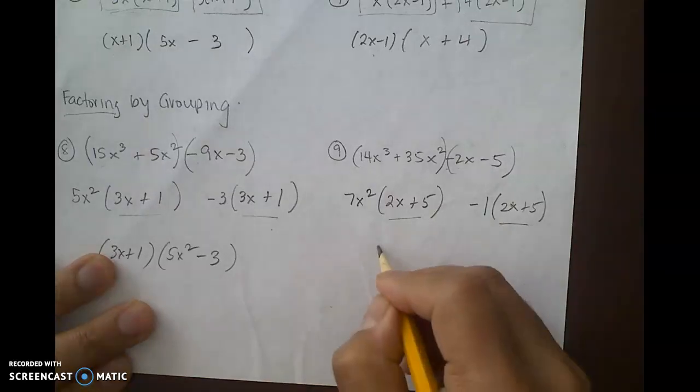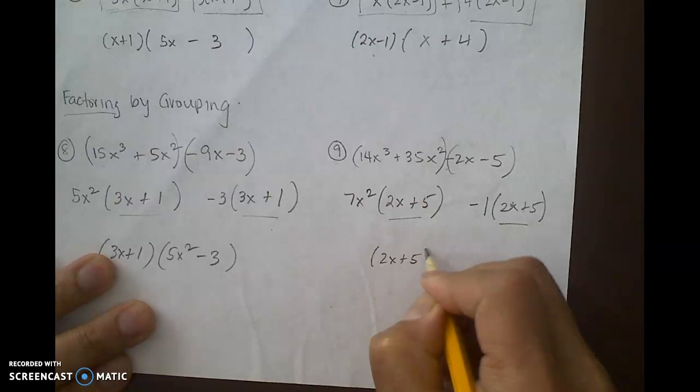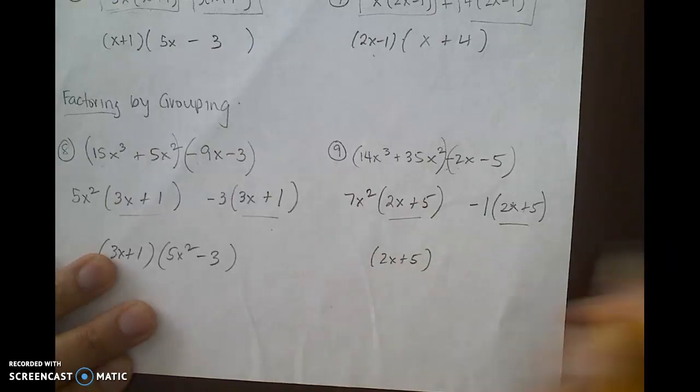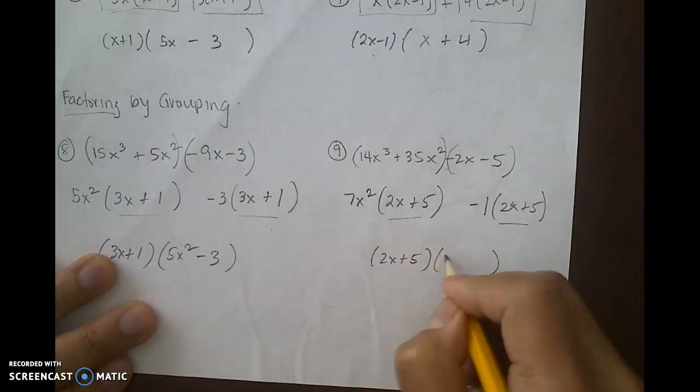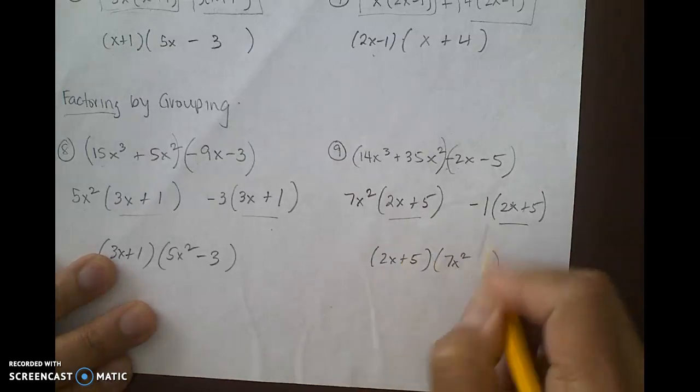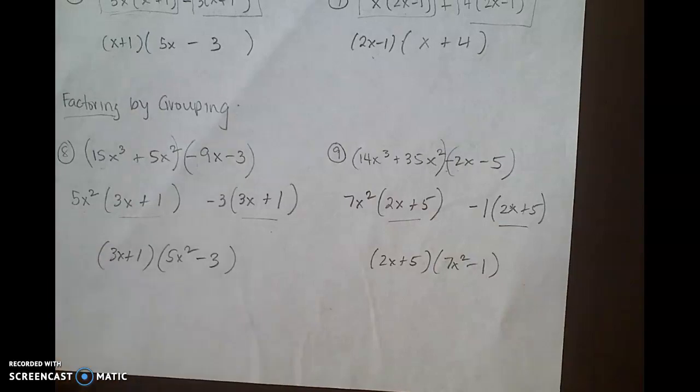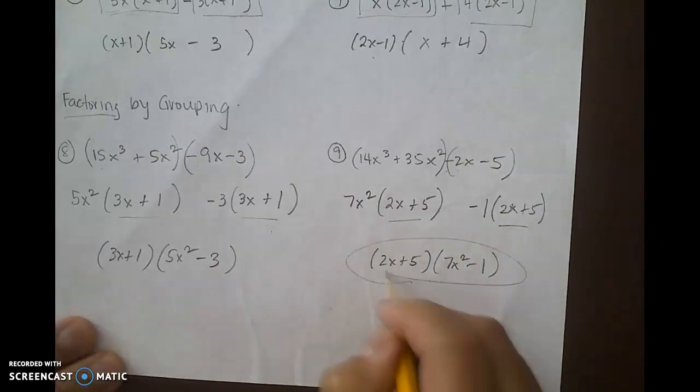But again, I'm not going to stop there. I'm going to take out that exact match, 2x plus 5, as the GCF. And what's left in the other parentheses is the 7x squared and the minus 1. Okay, so there's your final answer.